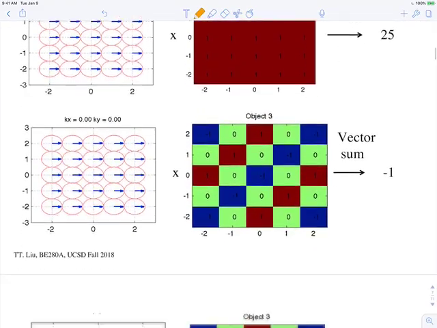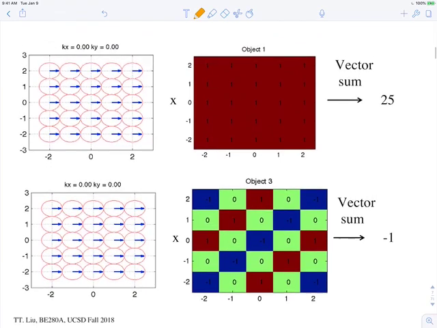Okay, so we're going to do a couple of examples, and then we're going to have you guys do an exercise just to make sure everyone's on the same page. So let's just do this one. This is my phasor pattern here, kx equals 0, ky equals 0. This is my object, right? So it's really easy. I just sum up everything here, and then I get 25, okay?